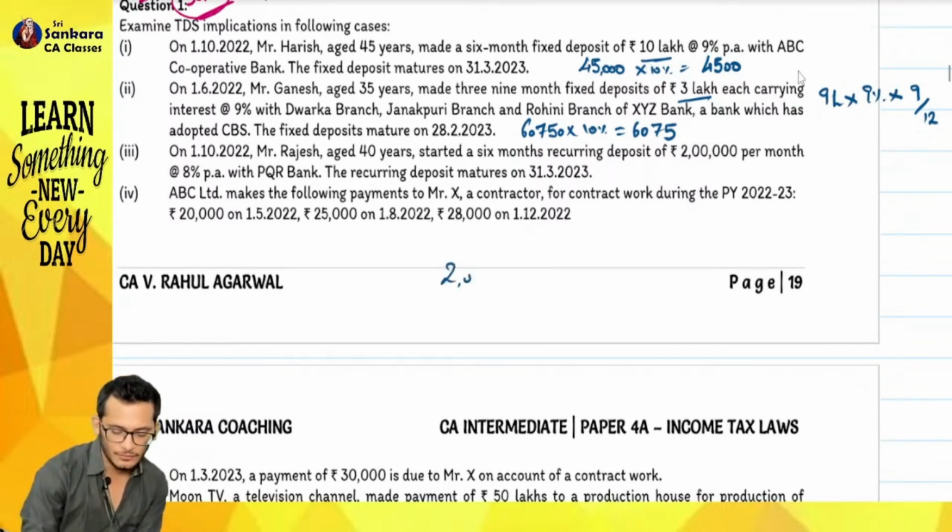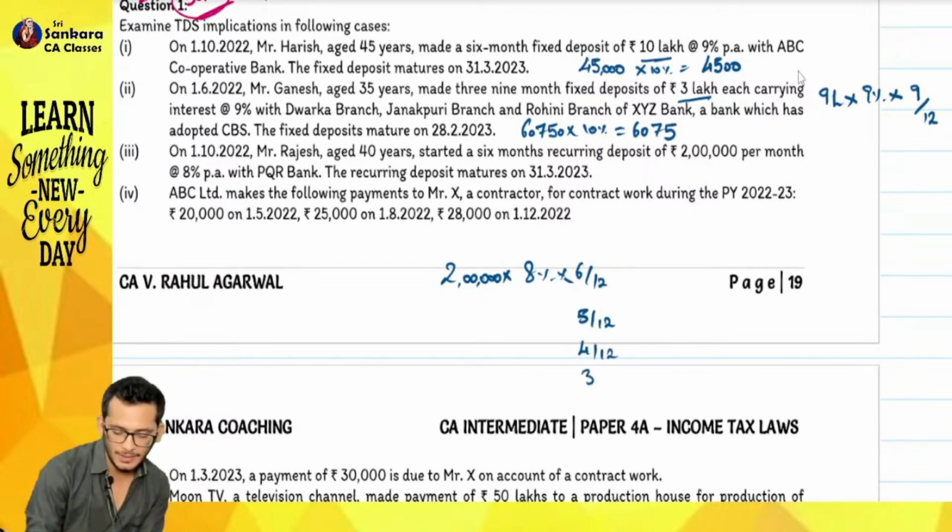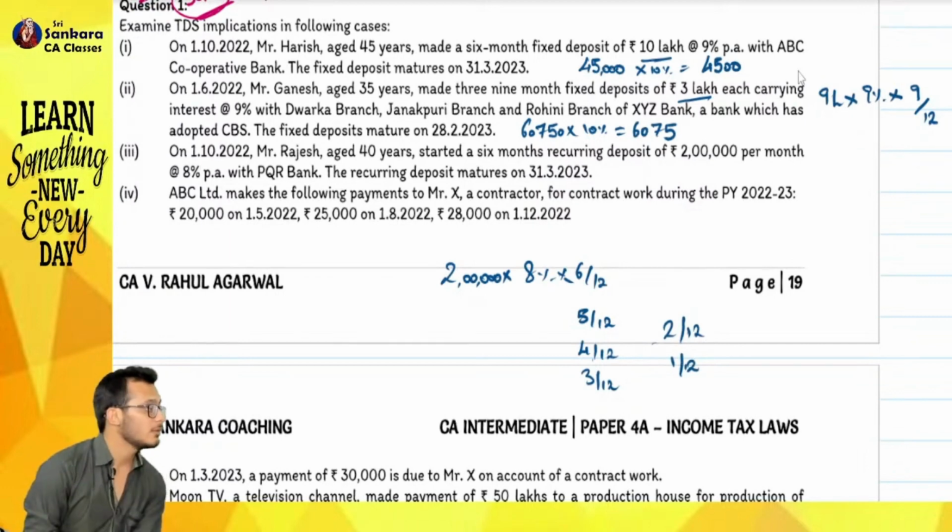So 2 lakhs for the first month will be into 8% into 6 by 12. Next will be 5 by 12. Next will be 4 by 12. Then it will be 3 by 12. 1, 2, 3, 4. Then 2 by 12. And then 1 by 12. Correct? Yes, sir. What can you do in this?